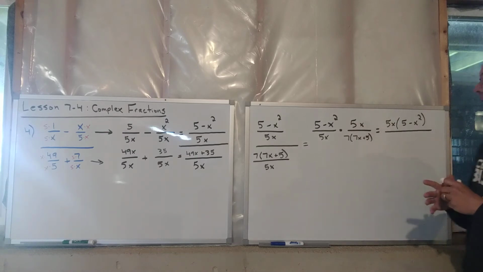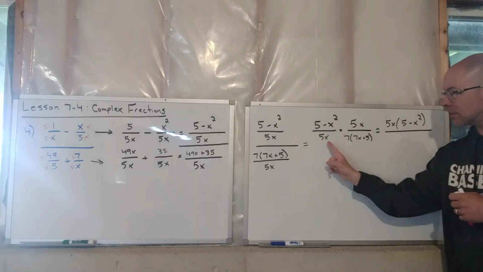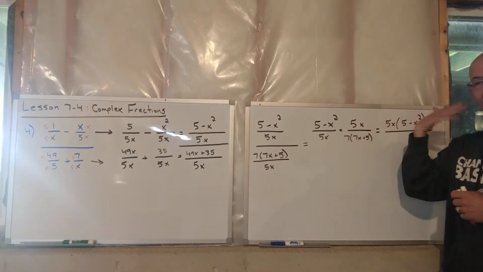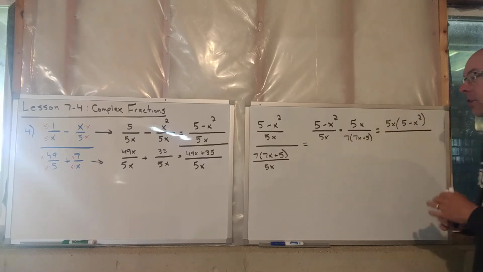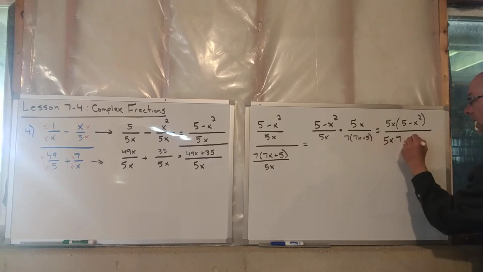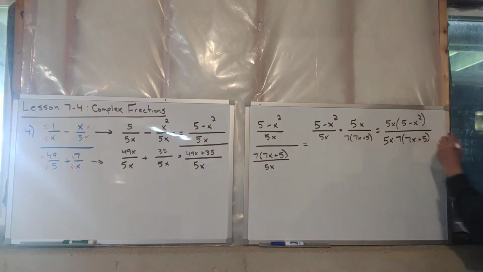In the denominator, now listen, I'm just trying to see ahead, but you see how there's a 5x here and a 5x up there? A little insight that reduced. So I'm not actually going to multiply anything yet. I'm going to call this 5x times 7 times 7x plus 5.